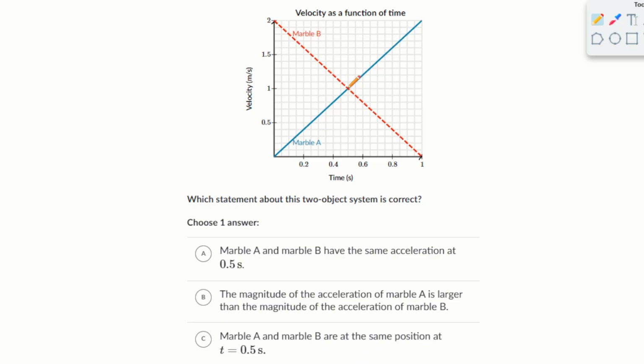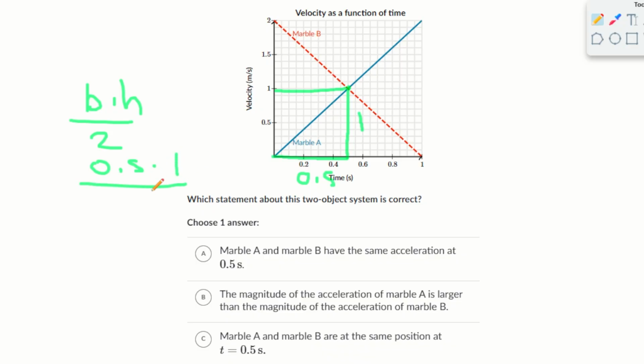So right here we're going to find the area under the curve for marble A. We're going to draw a triangle like this, and we know this is 0.5, so the triangle base is 0.5, and it goes up 1, so the height is 1. The area of a triangle, if you do remember, is base times height divided by 2. So in this case it would be base 0.5 times height 1 divided by 2, so that'd be 0.5 over 2, which is just 0.25 meters. So that's how far it traveled, 0.25 meters.